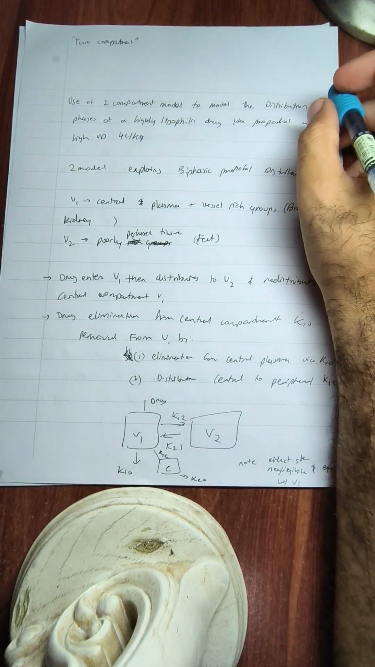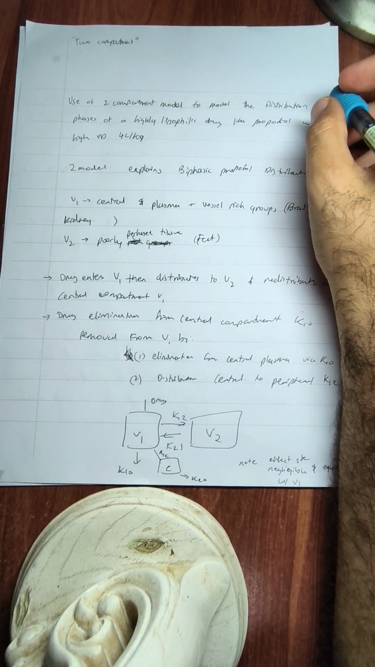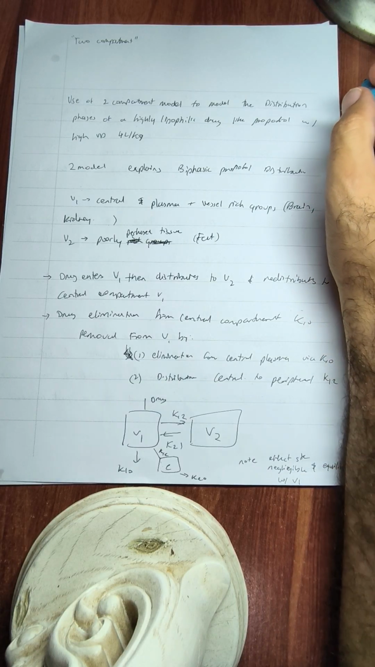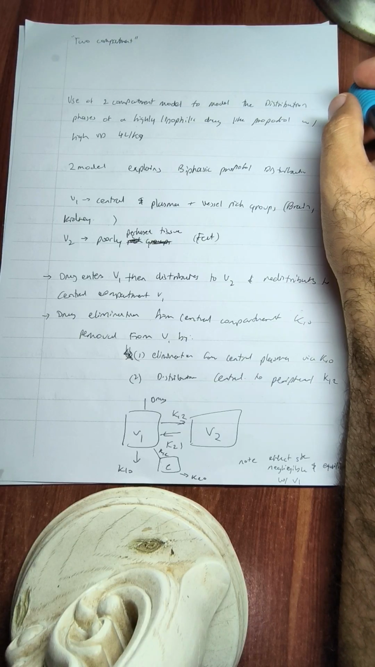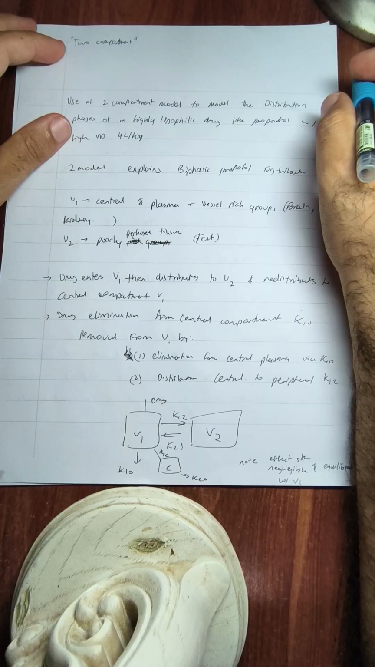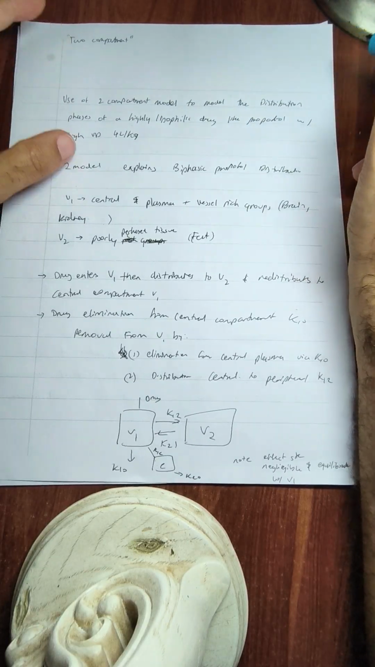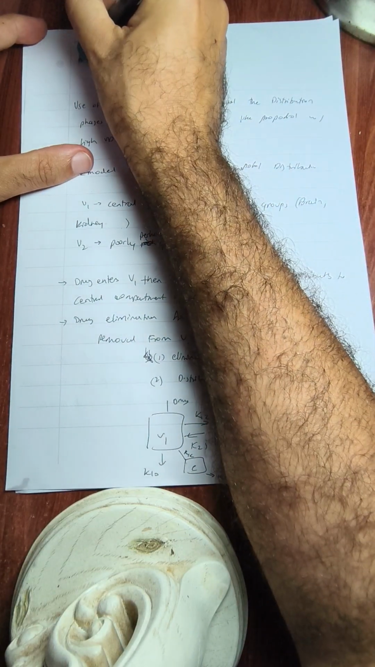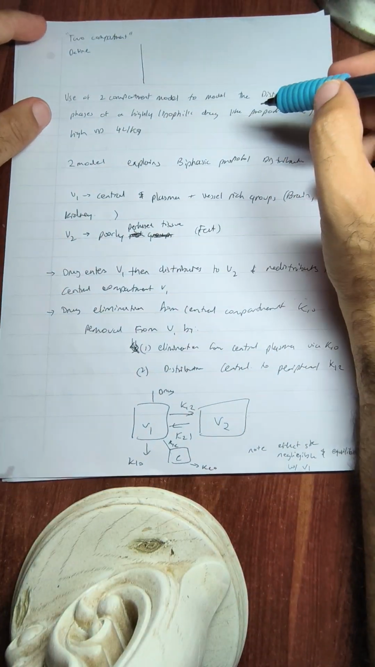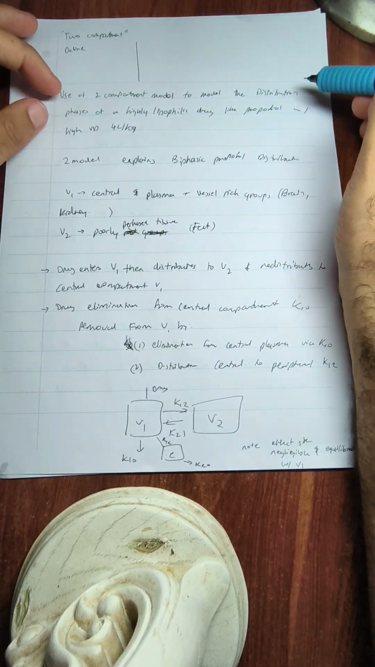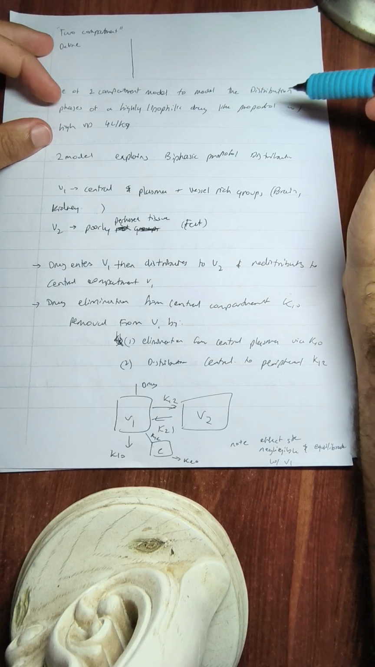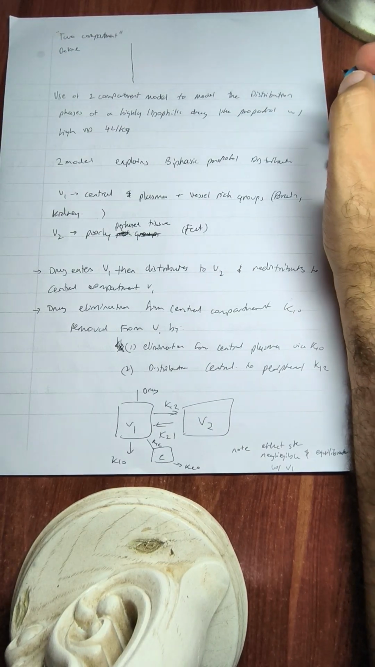So the question is: what is meant by a two-compartment model in pharmacokinetics, and use propofol as an example for explanation. So basically what you do is you define a two-compartment model, and then use the two-compartment model to model the distribution of a highly lipophilic drug like propofol.